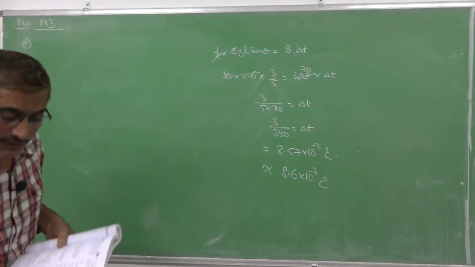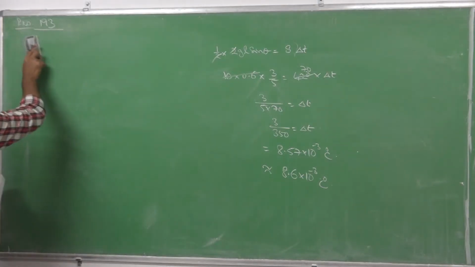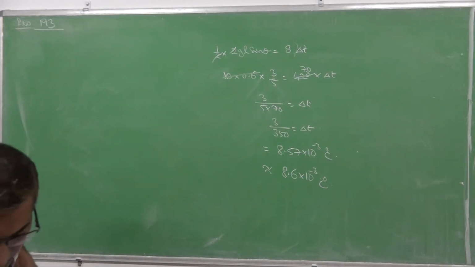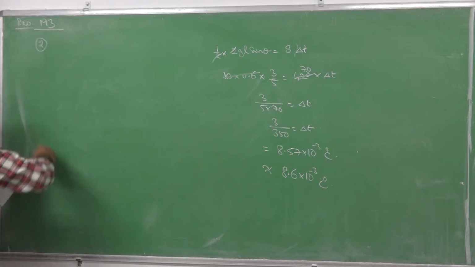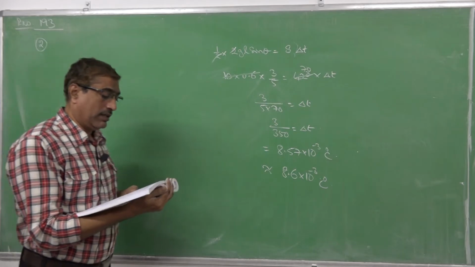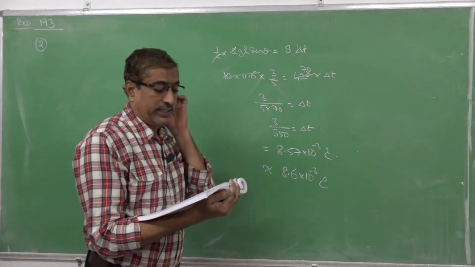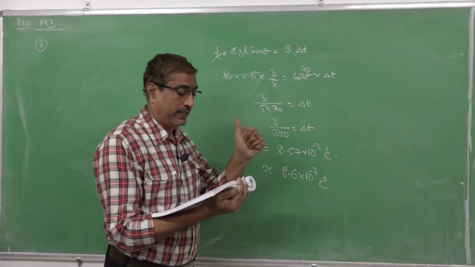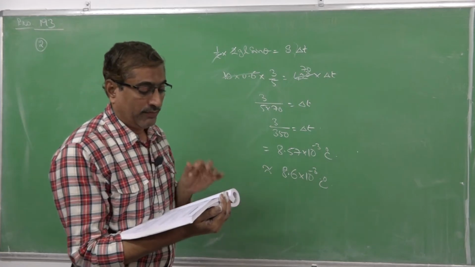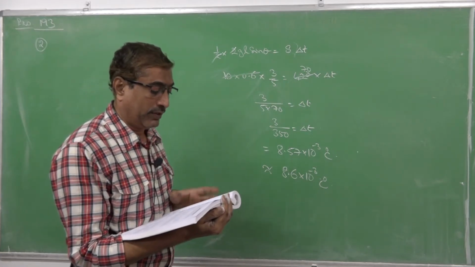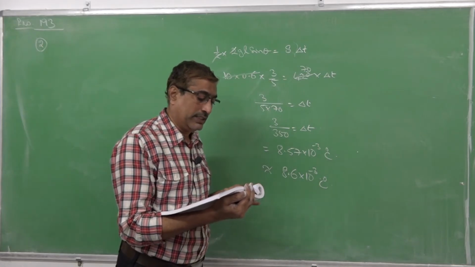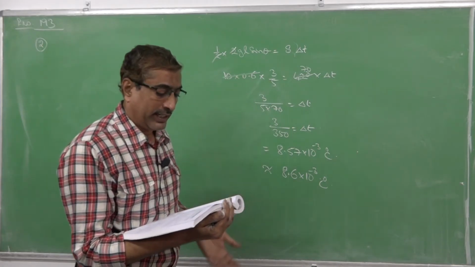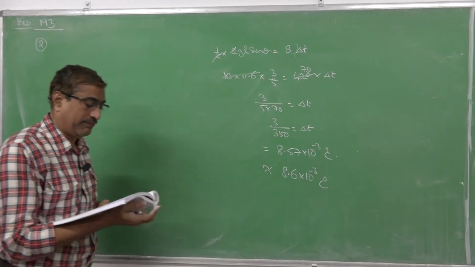Now the second one. A steel ball of mass 0.1 kg falls freely from a height 10 meter and bounces to a height 5.4 from the ground. If the dissipated energy in this process is absorbed by the ball, the rise in temperature of the ball is?